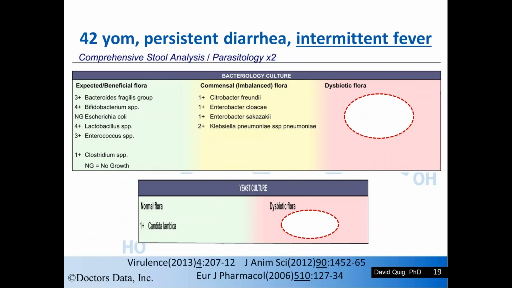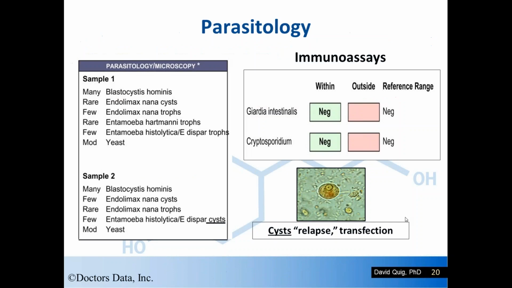So here's a case where we have a 42-year-old male who had persistent diarrhea and intermittent fever. His beneficial bacteria were good. Yeah, there were some imbalanced bacteria, but we don't treat those directly. Those can be very transient. He did not have any dysbiotic bacteria. He did not have pathogenic yeast overgrowth, but he did in fact have 5 different species of parasites, including Entamoeba histolytica.